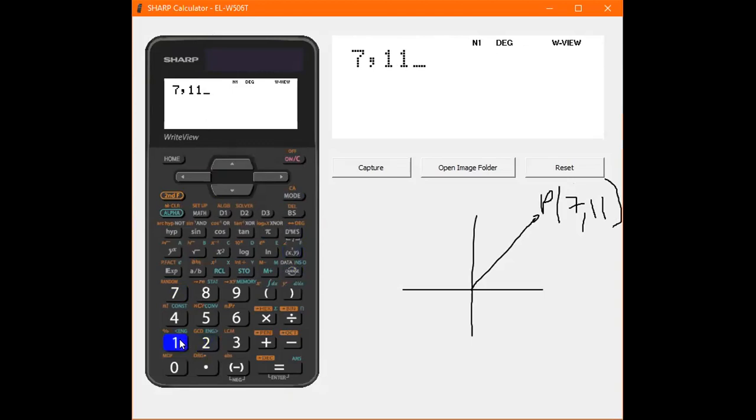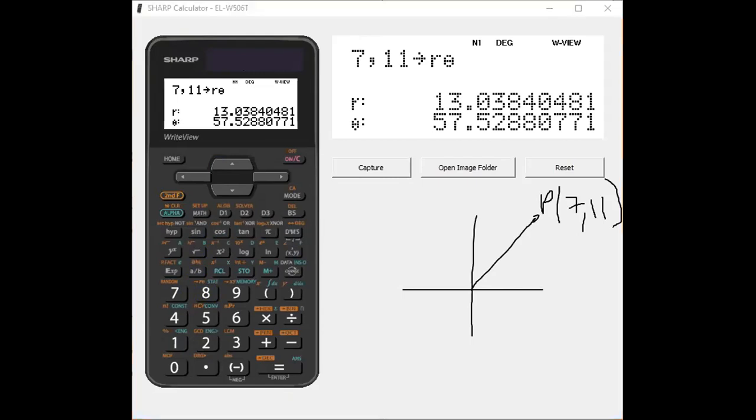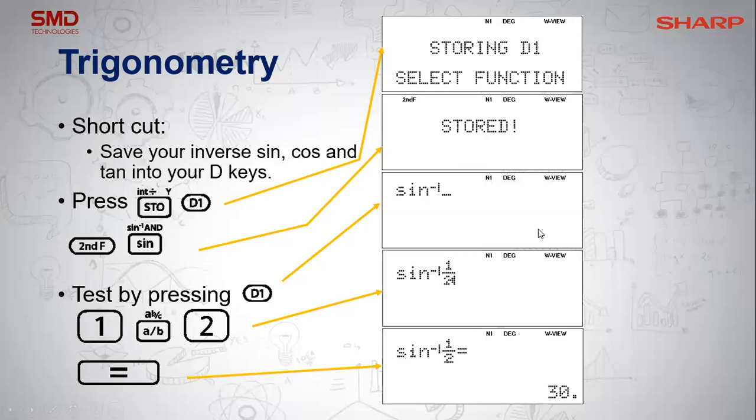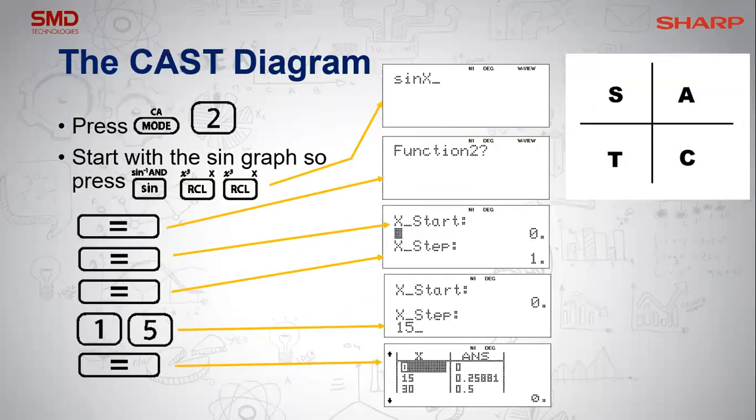And then we would type in a y value, and we would press second function and 8 for r theta, and we get 13.04 if we're rounding off, which would be our hypotenuse. And then, of course, the angle, which is 57.52. Now, this also becomes relevant when we talk about complex numbers and conversions between polar and rectangular coordinates, which is exactly the same thing that we just did here. But it is nice to see the application for that.